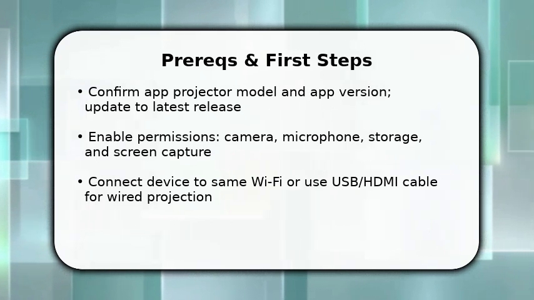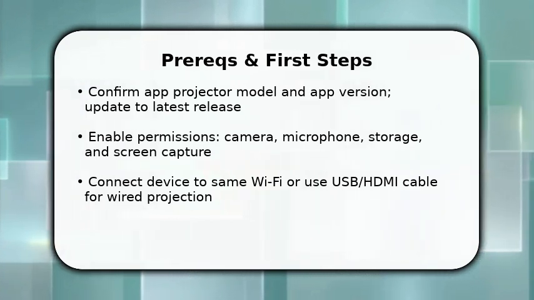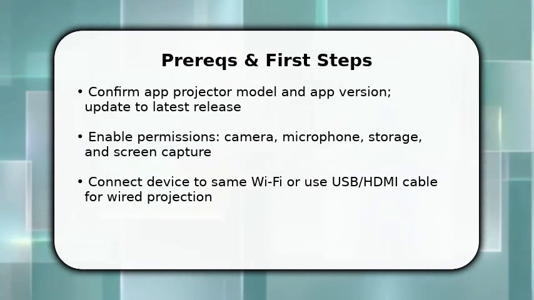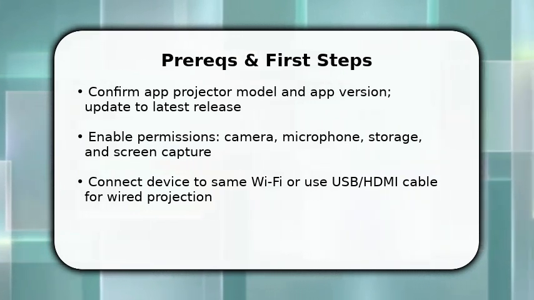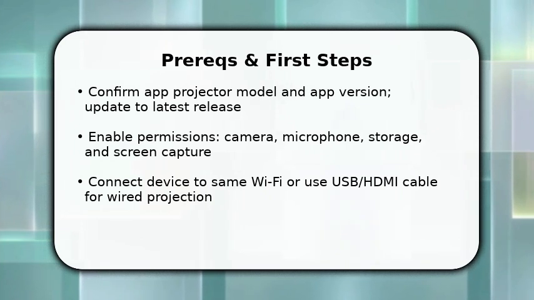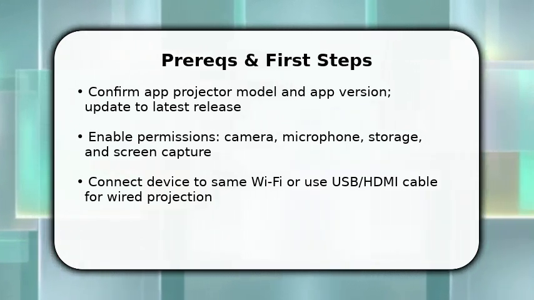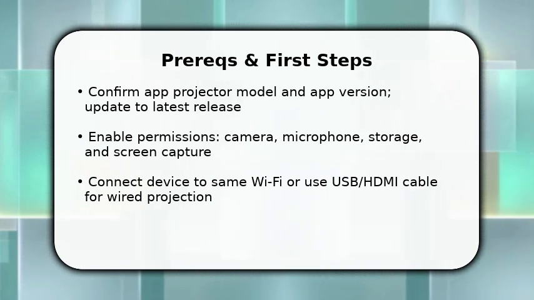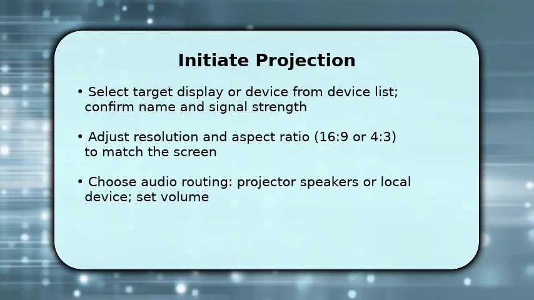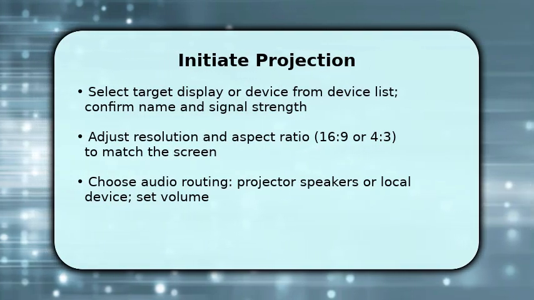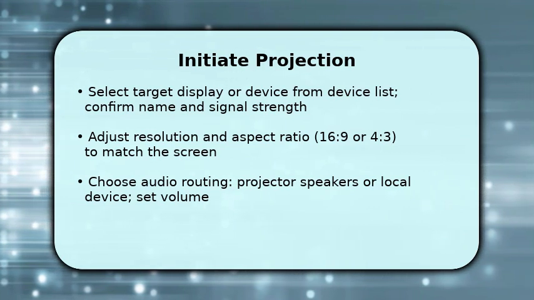Next, pair your device. Make sure both devices are on the same Wi-Fi network or plug a USB/HDMI cable for a wired connection. While you do that, keep the projector app open and observe its connection status so the next steps proceed smoothly. Now you initiate projection and configure active settings so the image and sound are correct.